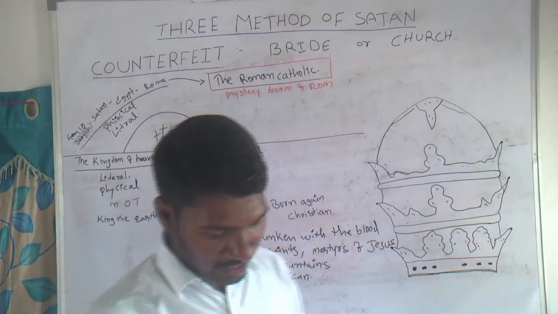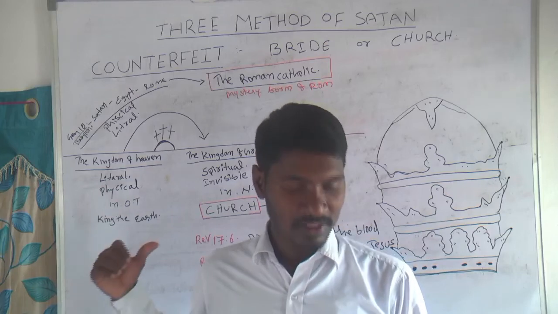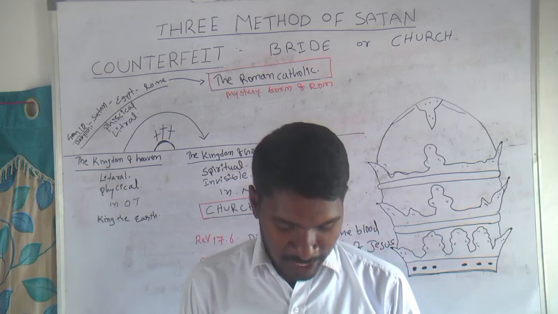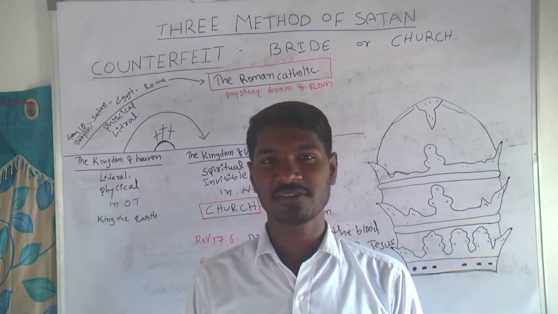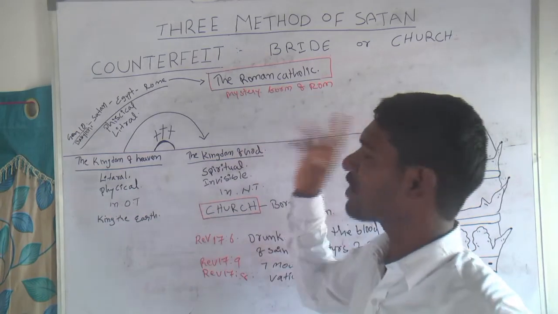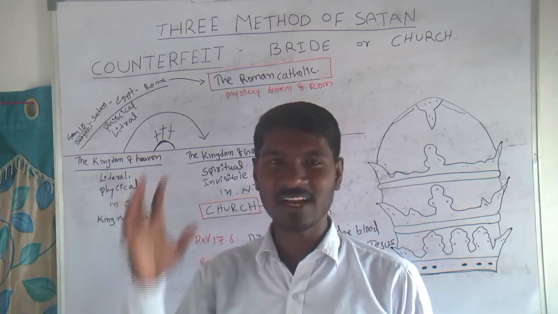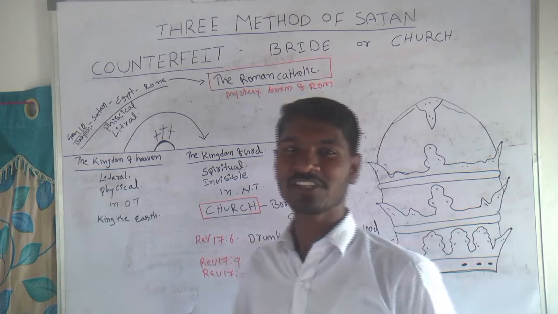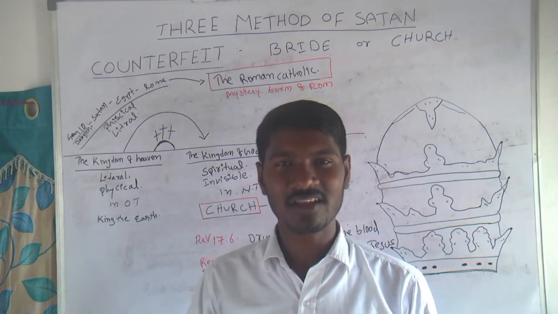Vatican City. Today it's called the Vatican City. This Roman Catholic Church comes from Babylon, not from the scriptures. So that's why we are telling the Roman Catholic Church is the bride of Satan. The Lord Jesus Christ's Church, like you and me, and at the same time Satan's Church also, the Roman Catholic Church, are on this earth.